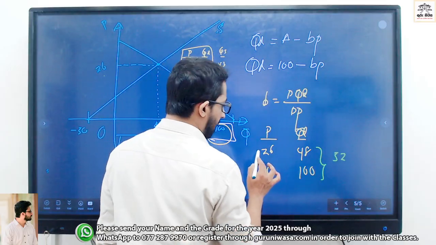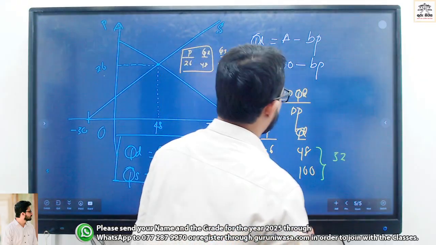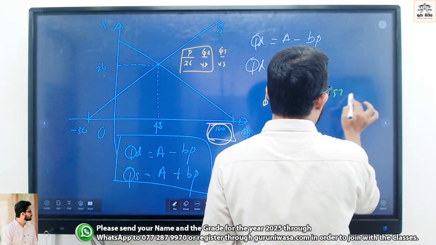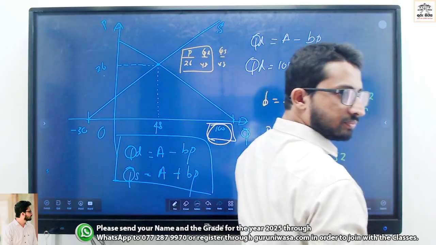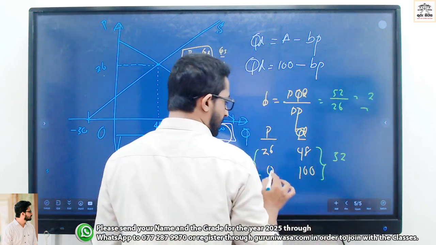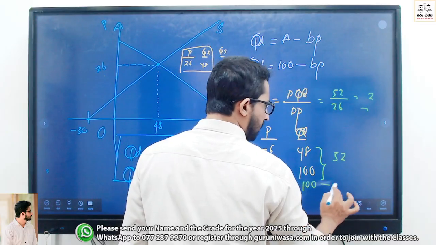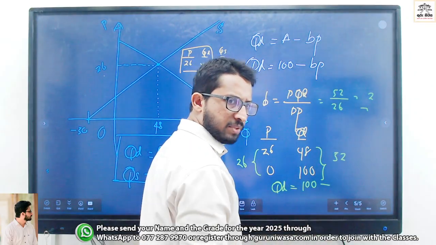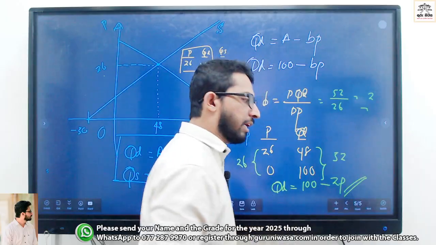52 divided by the change, which is 26. The answer is 2, that is it. Good. So your equation is QD equals 100 minus 2P. No need to calculate the value of A again, it is given as 100. This is the demand equation.